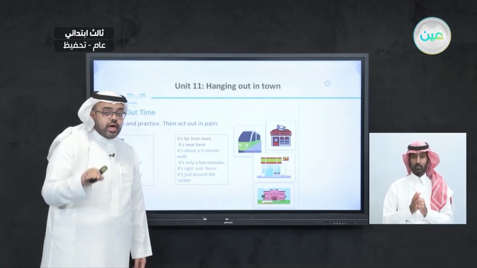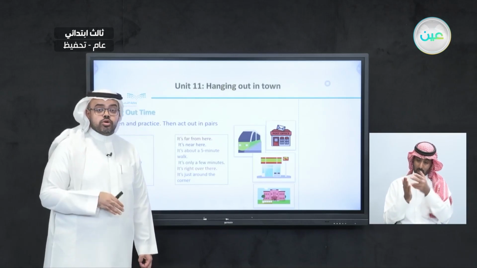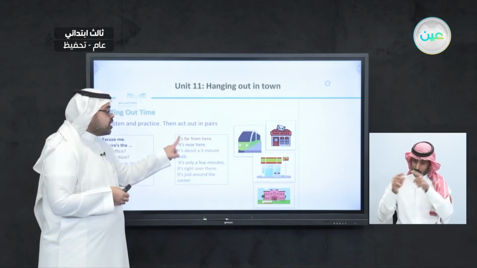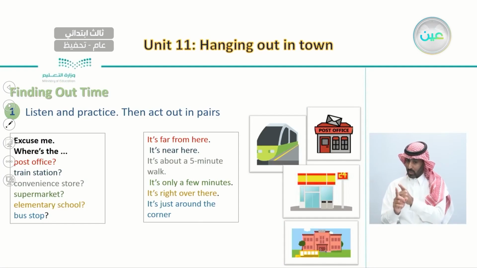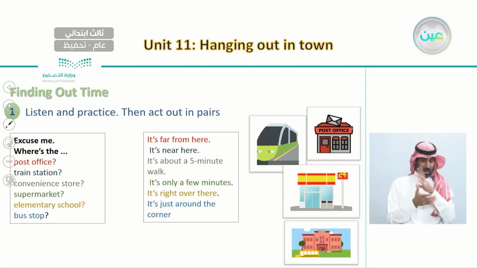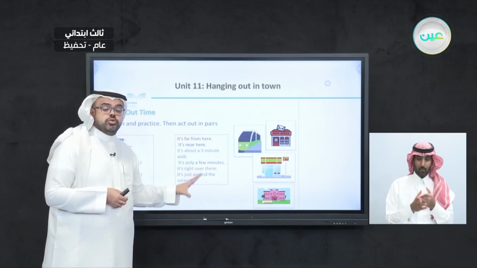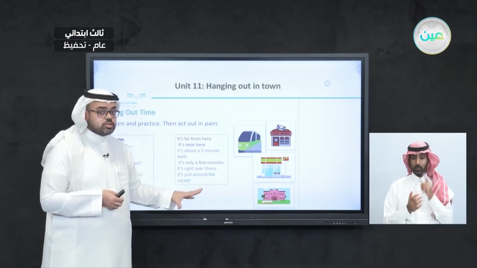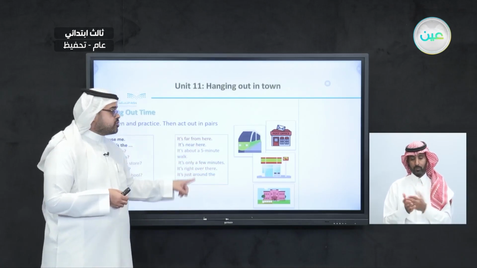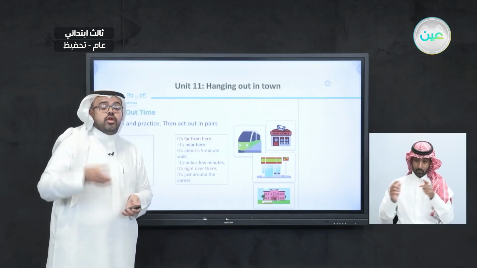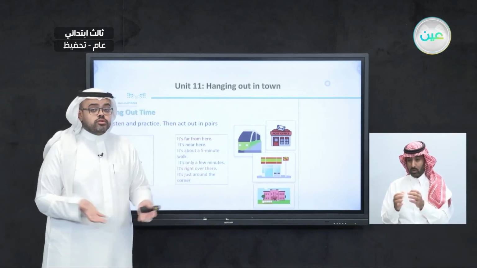So if you have a look at the map in your books and you follow these directions for the post office, the train station, the convenience store, the supermarket, the elementary school, and the bus stop, it will be easier for you to know how to give directions. And you can use this not only on the map, but even in your neighborhood or in your city.